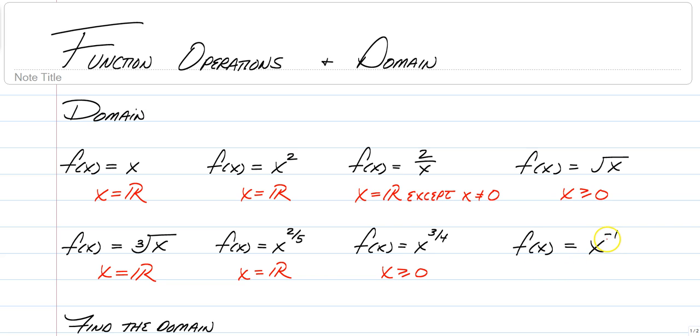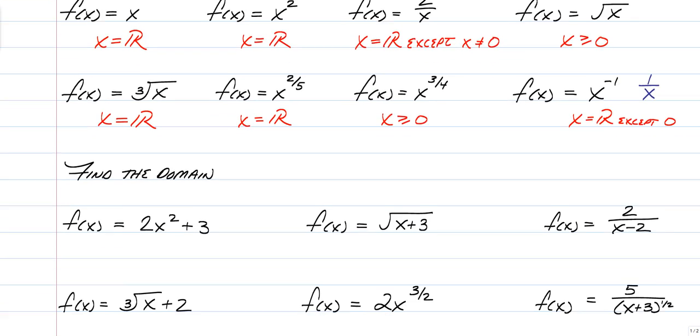And finally, remember, a negative 1 power just means reciprocal. So that's just another way of saying that f of x is equal to 1 over x, which means you cannot divide by 0 again. So x is equal to all real numbers except 0. Okay? Now, I just want you to know that everything that we just did there were just like parent functions. There was nothing fancy happening. It was just your basic rules for domain.